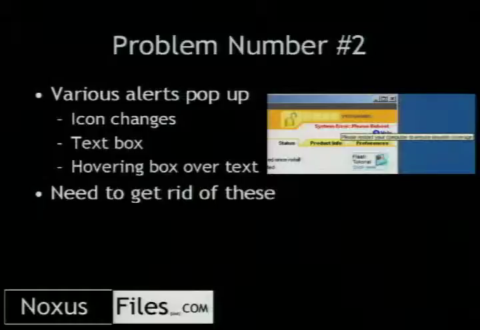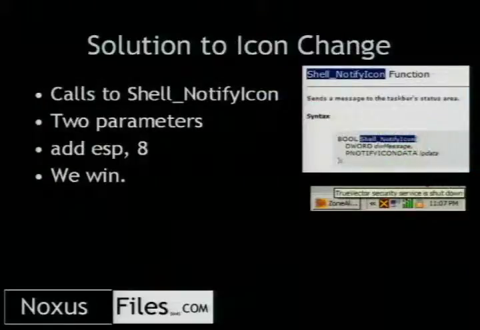So problem number 2, we have a lot of alerts that are going to pop up. That sucks. We don't want the user to know that we're actually rooting them. So you have icon changes, you have a text box like right here, and you have that nice message, system error, please reboot. Maybe that would alert people that there is something a little bit wrong. So we basically need to get rid of these. Now, the first one is there's an icon change. As you can see right there, there's a big X, and then it will say True Vector Security Service is shut down.